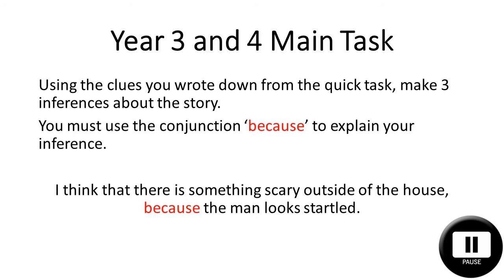Year 3 and 4, here's your main task. Using the clues you wrote down from the quick task, make 3 inferences about the story. You must use the conjunction because to explain your inference. Here's an example. I think that there is something scary outside the house because the man looks startled.